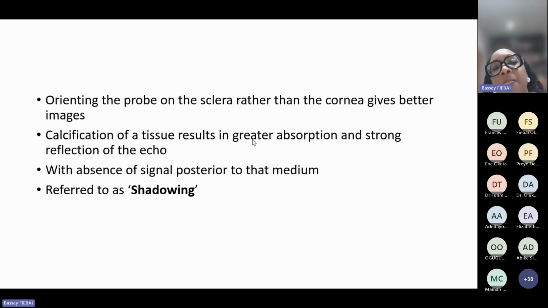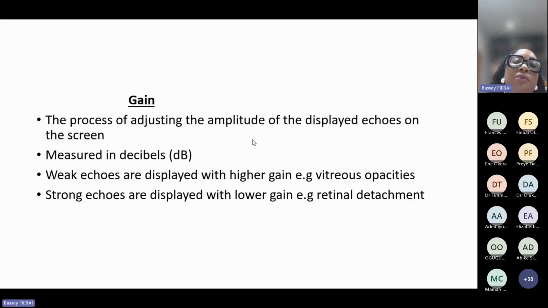So what is gain? Gain is a process of increasing or decreasing the amplitude of the displayed echoes on the screen, and is measured in decibels. So you can decrease the gain if you want to study tissues like your retina that have very high reflections. And if you want to study the vitreous that has weak echoes, you have to use a very high gain.